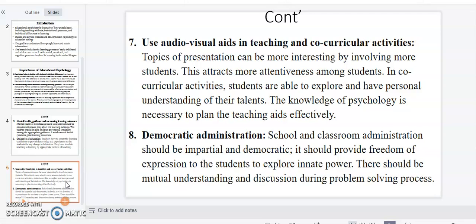So those are the importance of educational psychology as we apply it in teaching and learning. That marks the end of this presentation.